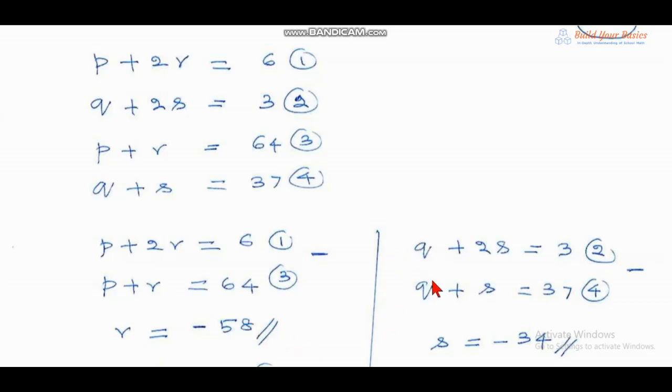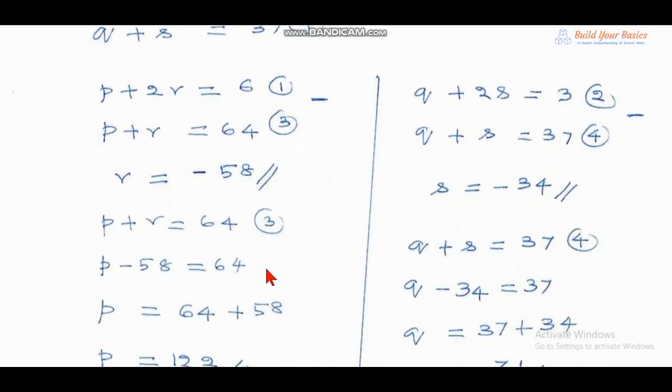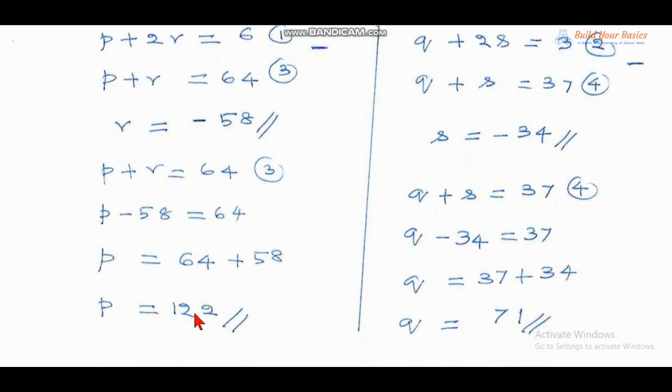Now the second equation, Q plus 2S equal to 3. The fourth equation, Q plus S equal to 37. Subtract. Q gets cancelled. S equal to minus 34. So R known, S known. Now P plus R equal to 64, third equation. The value of R is minus 58. So substitute. P minus 58 equal to 64. That is P equal to 64 plus 58. That is P equal to 122.